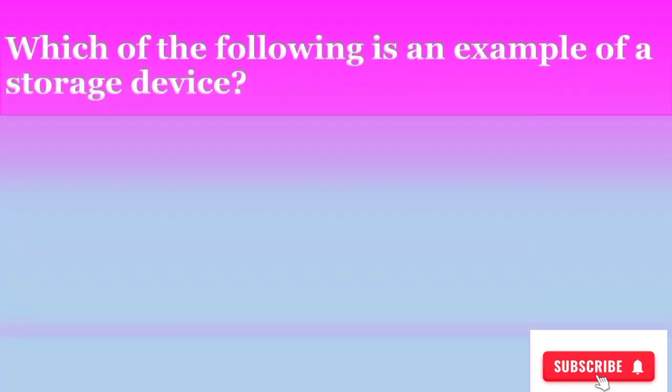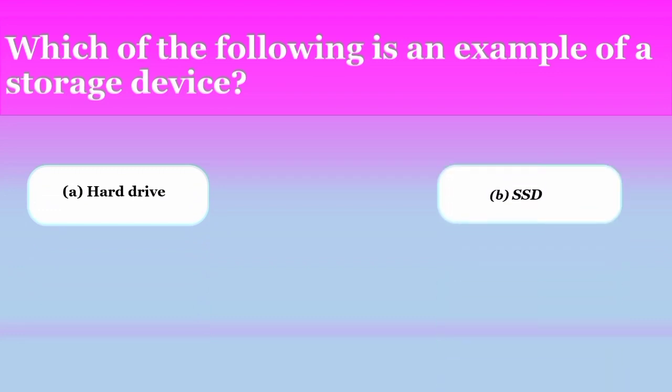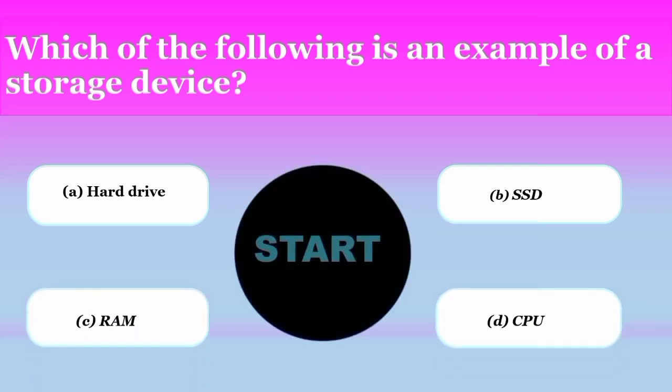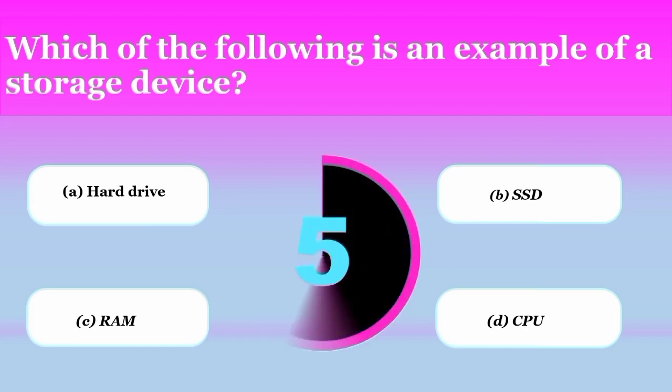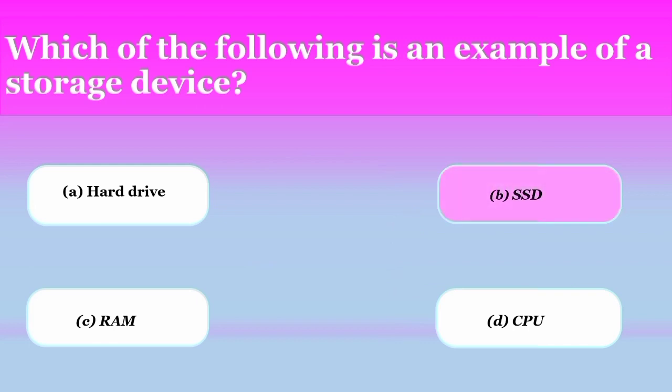Which of the following is an example of a storage device? A. Hard drive. B. SSD. C. RAM. D. CPU. The correct option is option B, SSD.